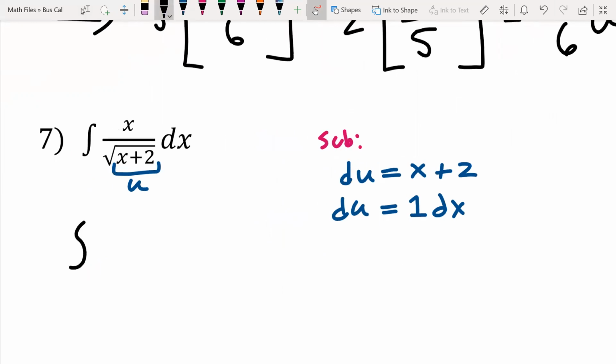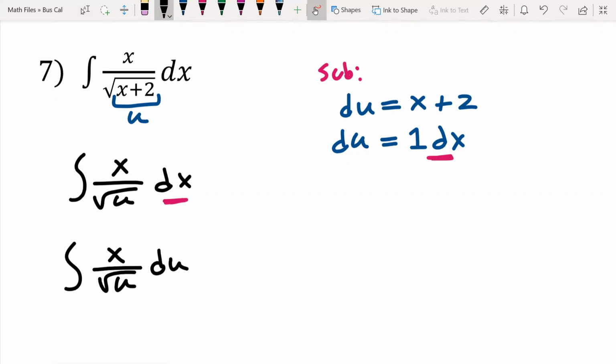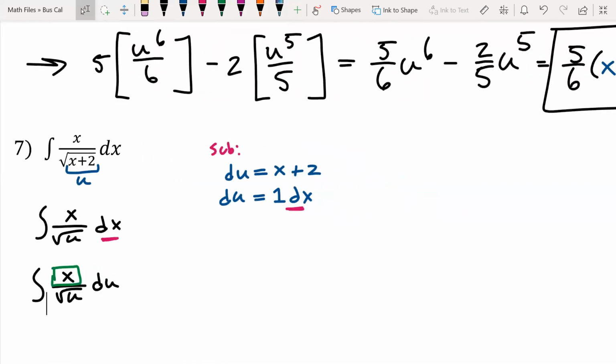Let's go over here and look at what we have. You have the integral of x over the square root of u dx. Well, once again, this dx matches that dx. That's 1 dx. So we'll make a substitution for that, and you'll get the integral of x over the square root of u du, which means that we need to get rid of this x. So we make another sub within a sub.